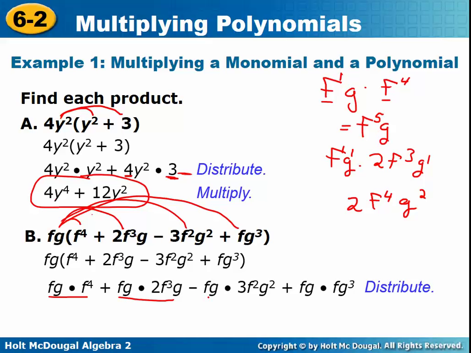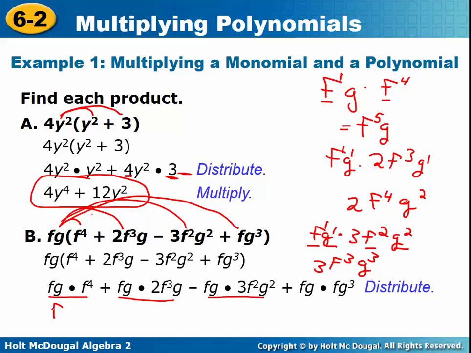Then we have minus fg times 3f squared g squared. Well, that's f to the 1 and g to the 1. So we have f to the 1 times f squared. The 3 gets written in front again. So that's f to the 3rd. Then we have a g to the 1 and g squared, that's g to the 3rd because we're adding the exponents. So let me write down what I have here.